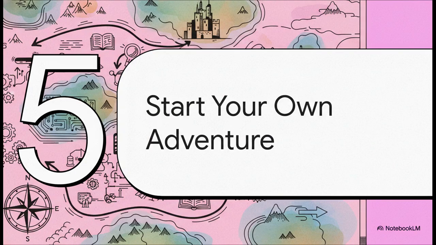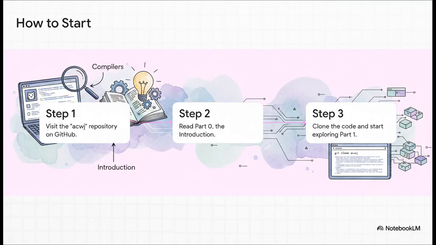So, here's the bottom line. The map is there for you. The trail is perfectly marked. The adventure is just sitting there, waiting for you to take that first step. So here's what you do. Three simple things. Go to the repository on GitHub. Read the intro, it'll give you the lay of the land. Then clone the code and just dive into part 1. Seriously, you could do all of that in the next 10 minutes and start demystifying compilers today.